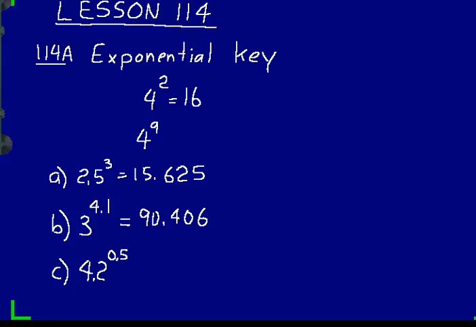And then the last one there, 4.2 to the 0.5 power, you just type in 4.2, hit your exponent key, 0.5, enter, and you get 2.0494 as an answer. That would round up to a 4 at the end.